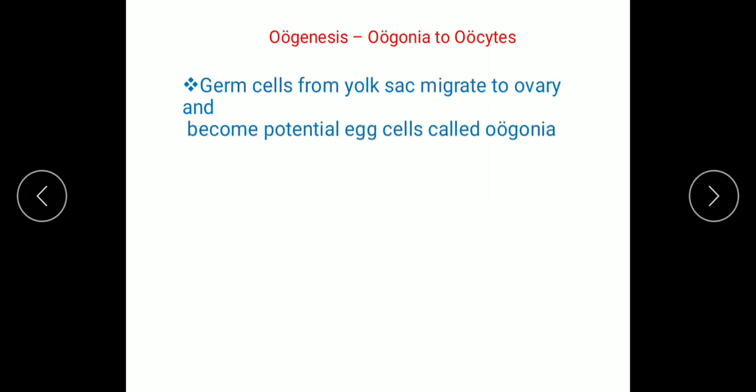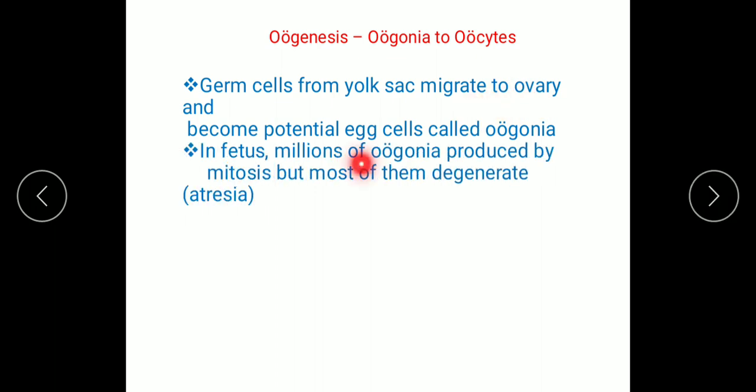Today, we are continuing from the last class: Oogenesis. Oogonia or oocytes. Germ cells from the yolk sac migrate to the ovary and become potential egg cells called oogonia. Oogonia are the mother cells of egg formation.